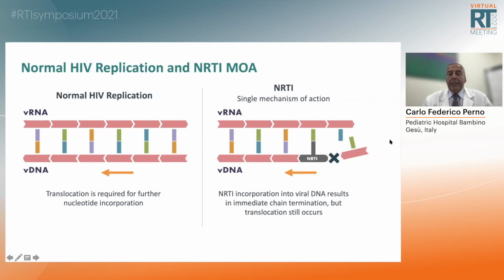The difference is that this drug usually does not contain a particular structure at the level of the pentose that lets the next deoxynucleoside be added in the DNA chain formation. So in other words, while the translocation still occurs because new deoxynucleotides are put close to the reverse transcriptase, there is no chance to add them into the DNA chain formation. That is the reason they are called DNA chain terminators.